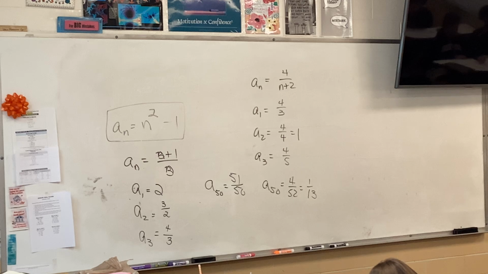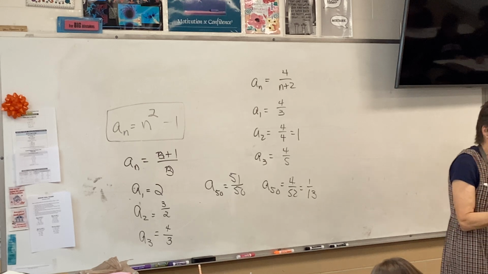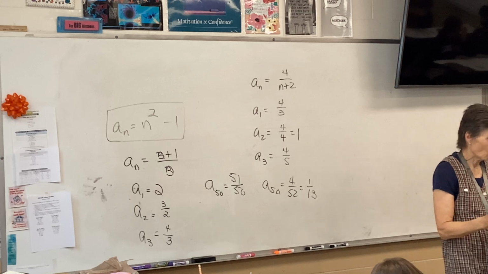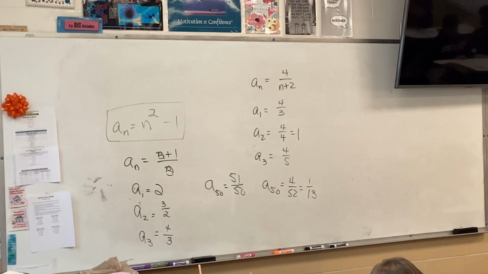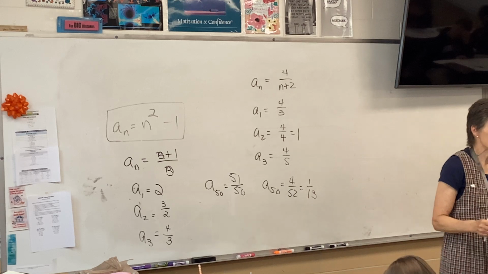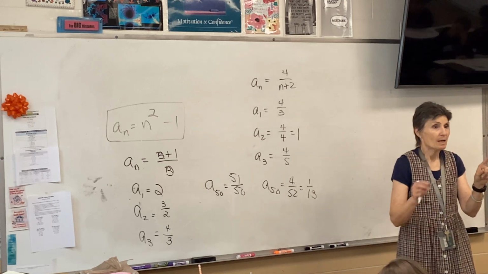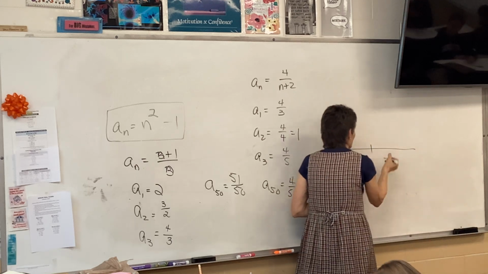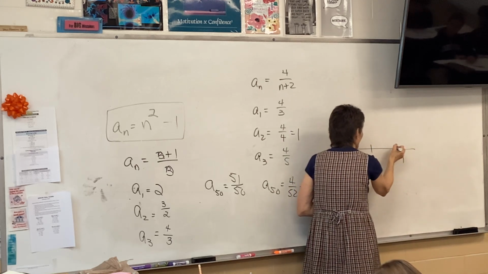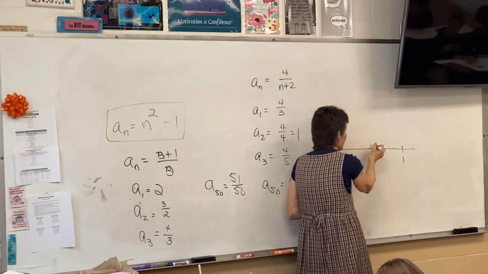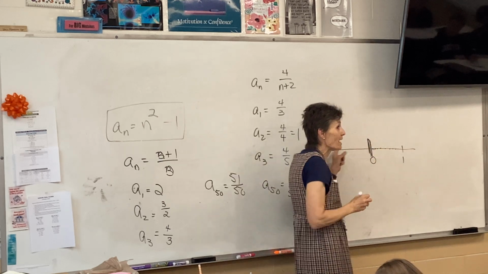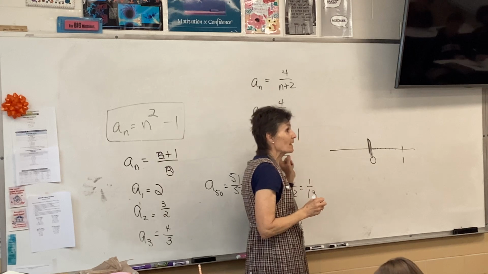Now let's look at the terms in B. 1/2, 1/4, 1/8, 1/16. They're going down, but think of a number line. Here's 0, here's 1, here are your terms. They get closer and closer to 0. Do they ever go negative? No. Like an asymptote.